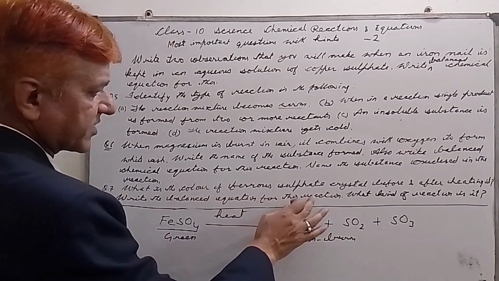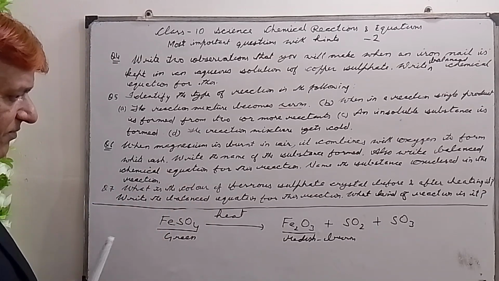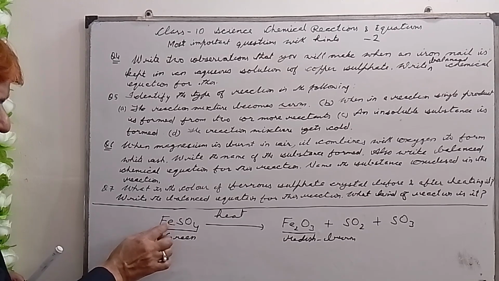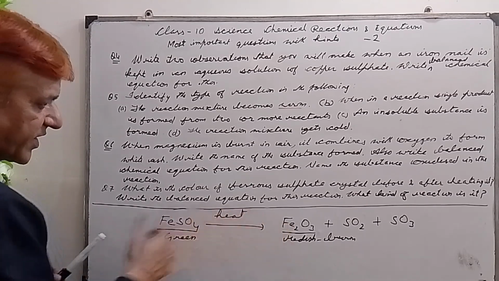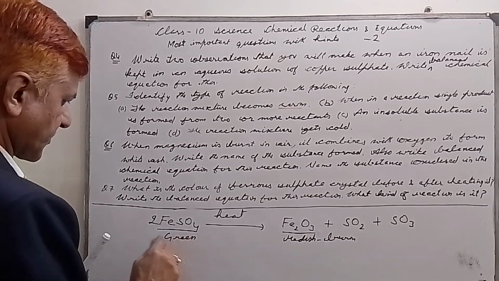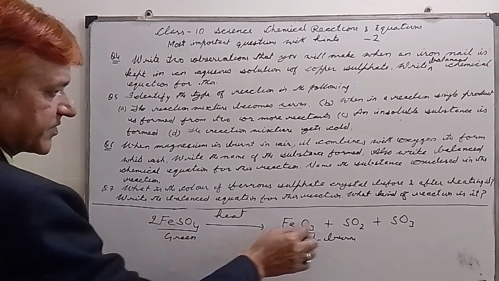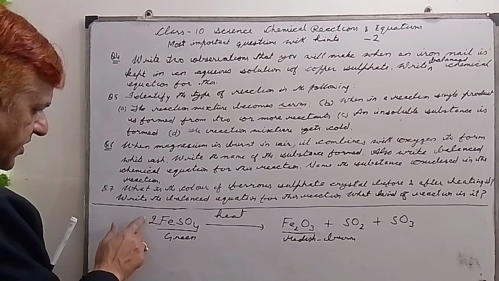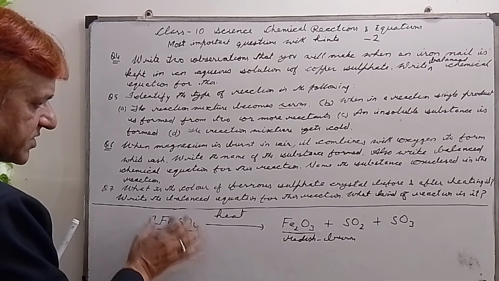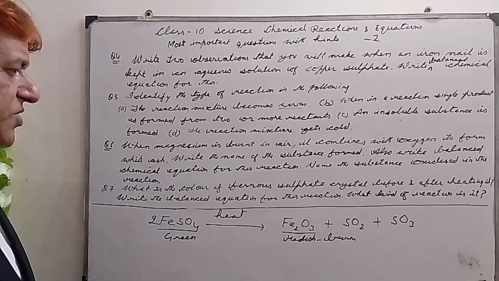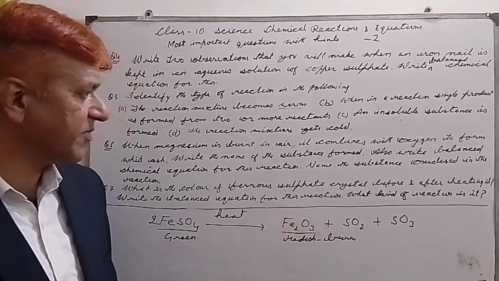Write the balanced equation for this reaction. Now we will balance this equation. First we start from metal atoms. Iron is 1 atom, here 2 atoms, so multiply this by 2. So iron is balanced. Now let's take sulfur. 2 sulfur atoms in reactants and 2 in products. So sulfur is balanced. Now come to oxygen. 2 4s are 8, 8 atoms of oxygen in reactants. 3 plus 2 is 5, 5 plus 3 is 8, 8 atoms of oxygen in products. So oxygen is also balanced.